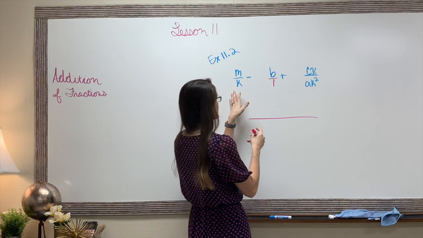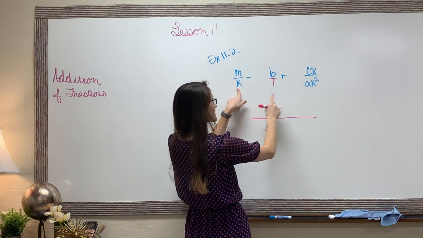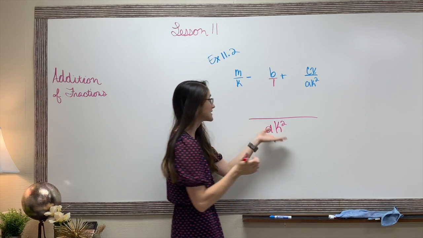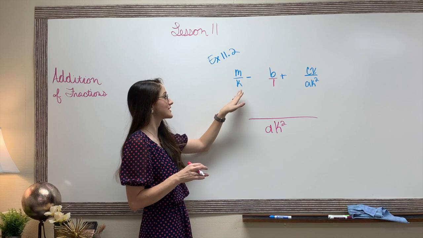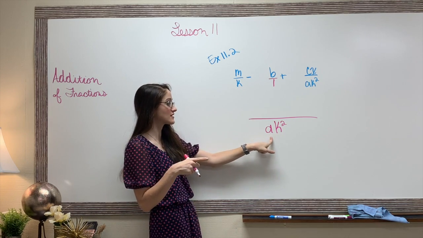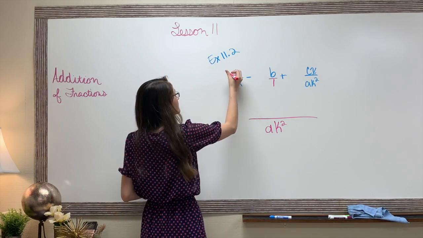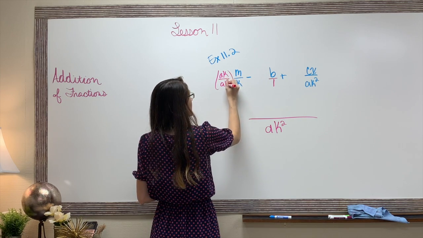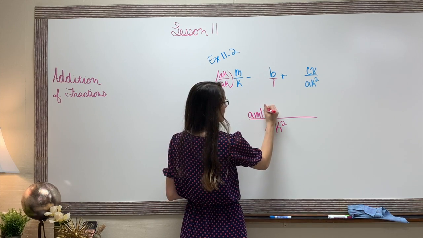And I noticed that this is the only one with an a, and then this has a k, but this has k squared. And so that's going to be our common denominator. So looking at this first fraction, I see that it does have k. It has 1. We need k squared, and then it also doesn't have an a. So I'm going to multiply it by ak over ak. And then m times ak is amk.